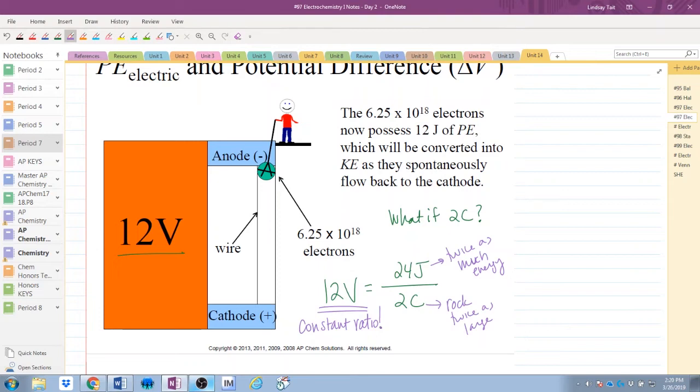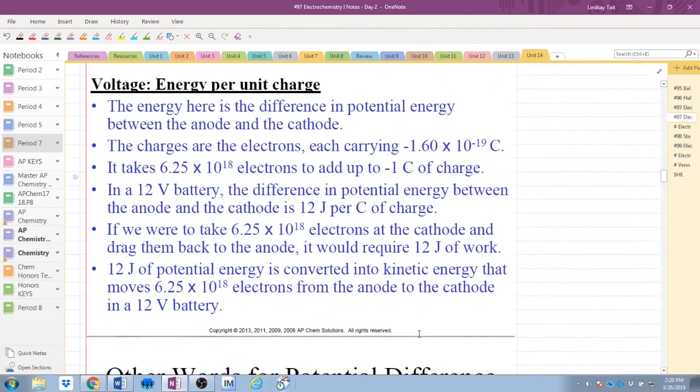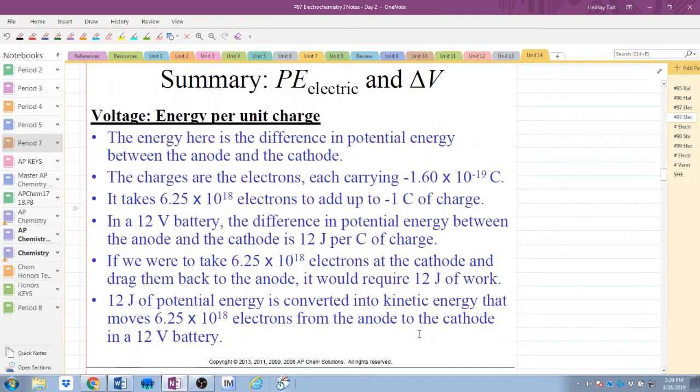So you will never double, triple, or halve a voltage. Voltages are constant. All you can do is make them positive or negative, depending on if the electrons are falling down the cliff or getting pulled up the cliff. Okay, so this slide summarizes everything that we just talked about.